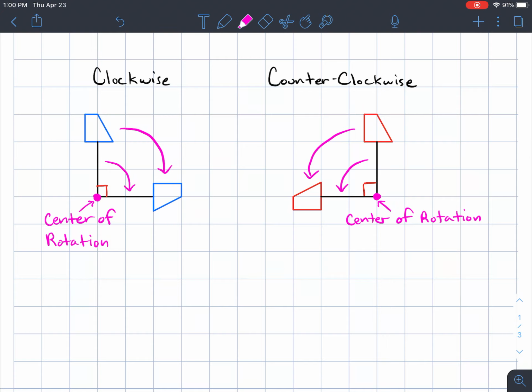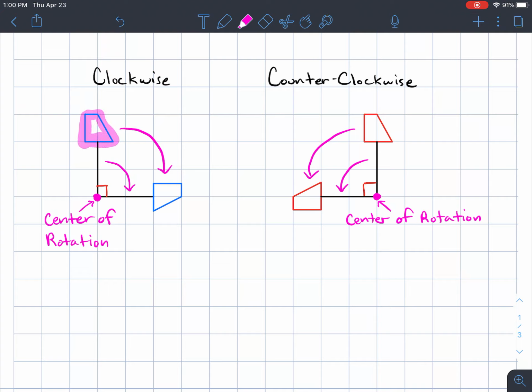So there are two directions you can move. Clockwise, which is probably the way that we're most comfortable with because we're used to looking at clocks, and they rotate in a clockwise direction. However, in the math world, counterclockwise is the standard of rotation, unless indicated otherwise. So let's first look at this clockwise example here.